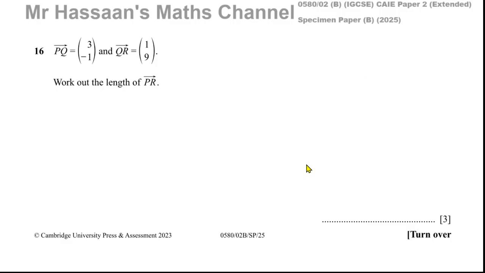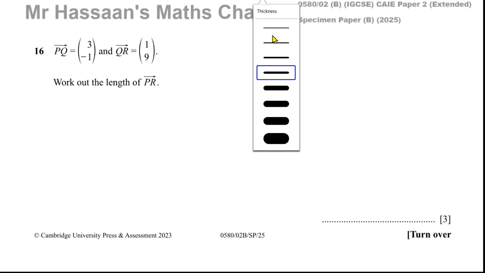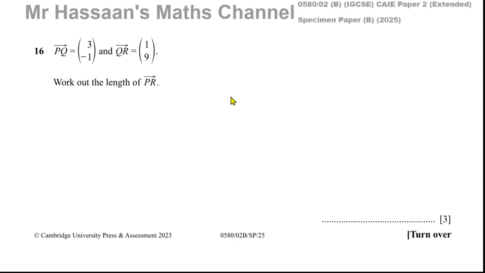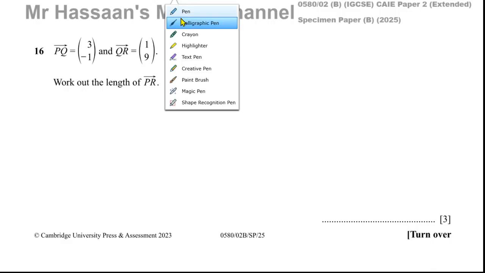This is specimen paper B, and this is the non-calculator paper. It says PQ is equal to (3, -1), and QR is equal to (1, 9). Work out the length of PR. Before we can find the length of PR, we need to find what the vector PR is first.